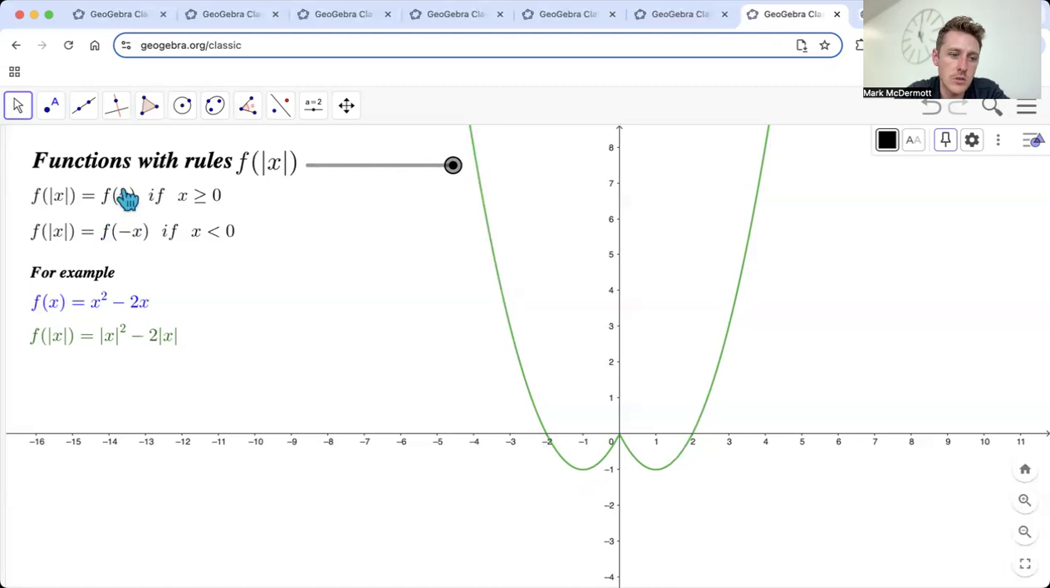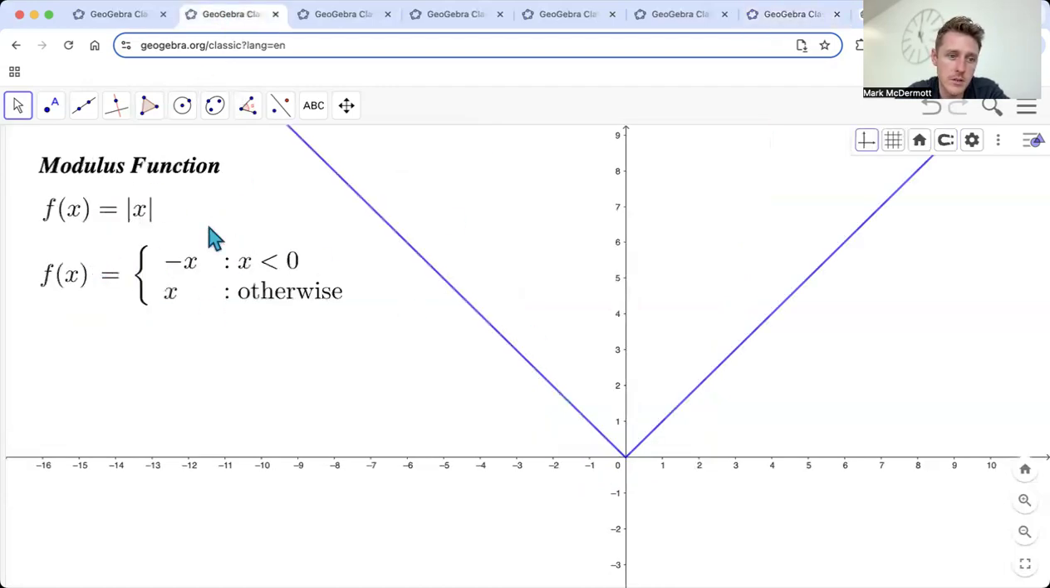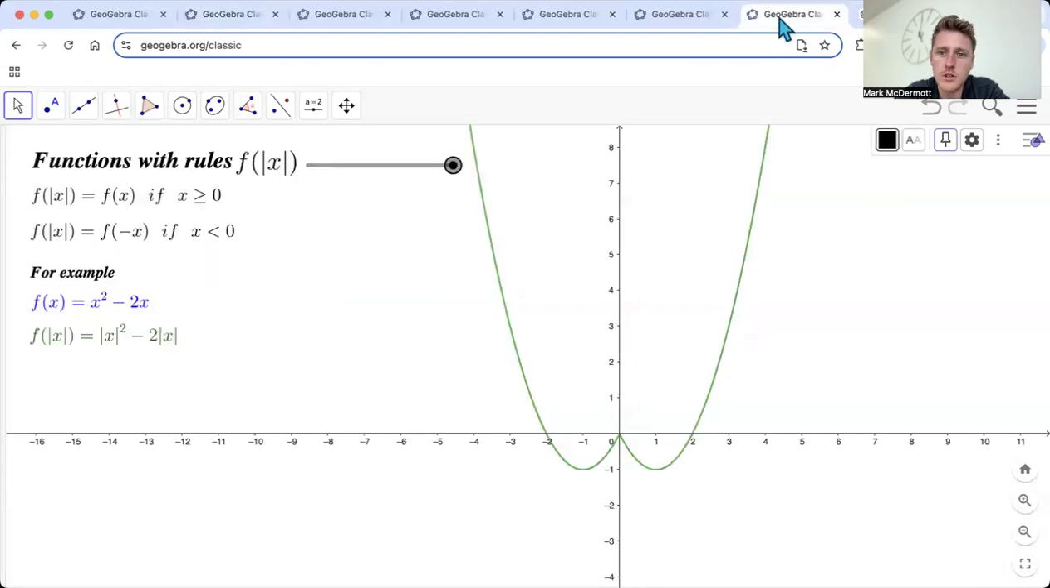And again, looking at the structure here, where x is greater than or equal to 0, we have x, and negative x where x is less than 0. So that is the structure of the modulus function that we spoke about back here, right? So yeah, hopefully that clarifies things a little bit. Basically, f of mod x, you're going to reflect any negative x values in the y-axis. And then that's how you sketch it.